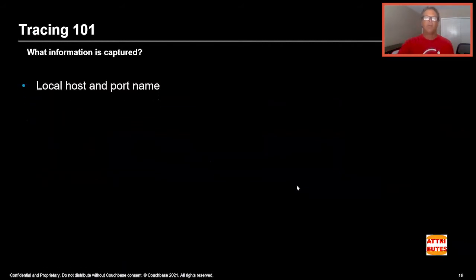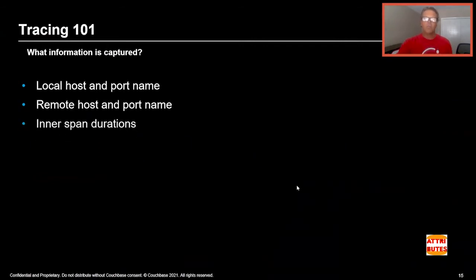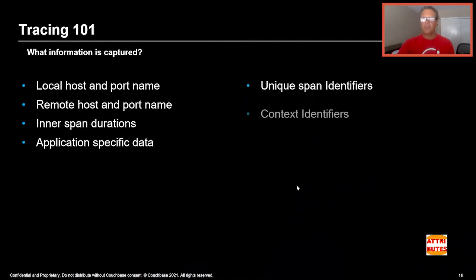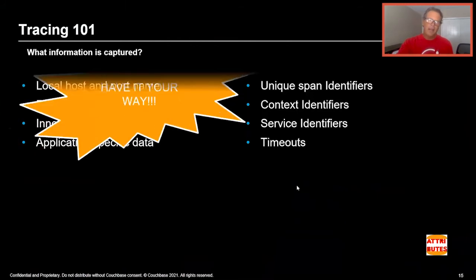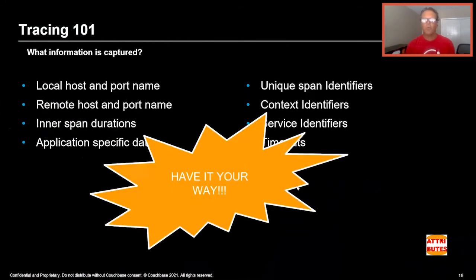So what information is captured? So at Couchbase, we capture local host and port name, remote host and port name, interspan durations, application and service-specific data, unique span identifiers, and other identifiers for correlation. We also collect the timeout for that operation. This is all useful for debugging. But you can have it your way. You can add any information you want, especially if you're adding it to a parent span, which can be passed into the SDK, which becomes your root span.